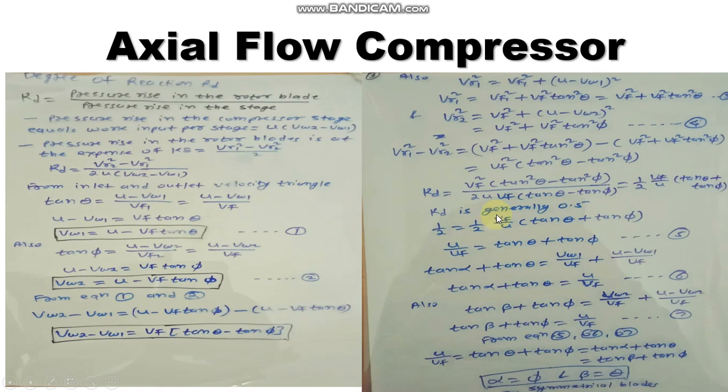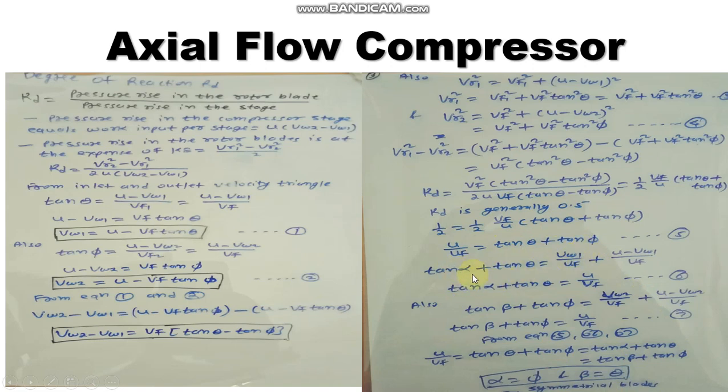Now generally the degree of reaction is 50% in an axial flow air compressor. Therefore we can write 50% means it is 1 by 2. Here, 1 by 2 Vf by U is equal to tan theta plus tan phi. Therefore, we can write U by Vf is equal to tan theta plus tan phi. This is the most important equation. In every problem, without this equation, you cannot solve. So you must remember this equation: U by Vf is equal to tan theta plus tan phi. Without knowing this equation, you cannot solve axial flow problems.